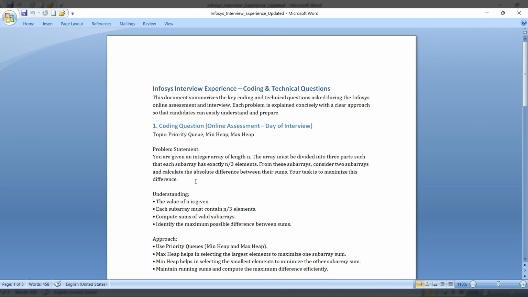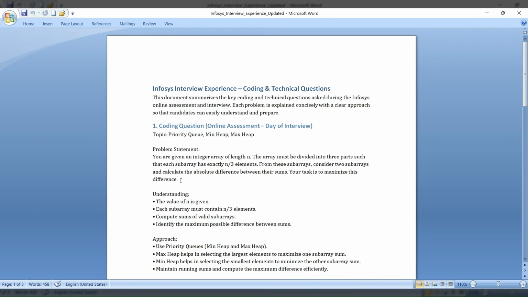The very first coding question was a part of the online assessment which happened in the center itself on the day of the interview. Before the actual interview, basically they took one more online assessment. They provide their own system in their college labs. So this was the coding question.